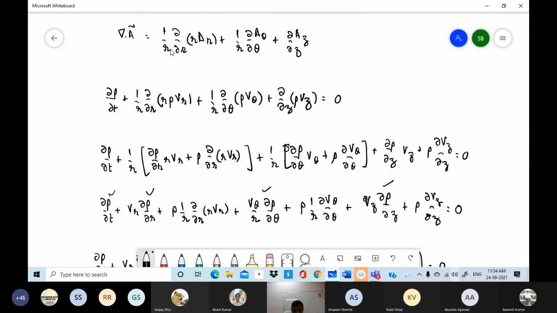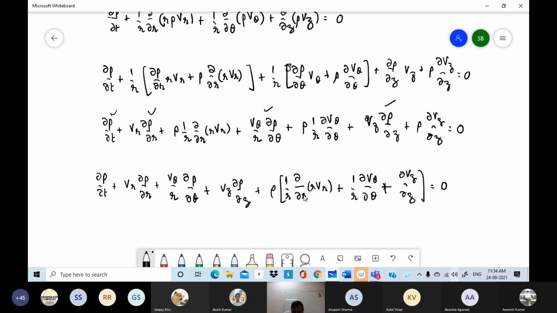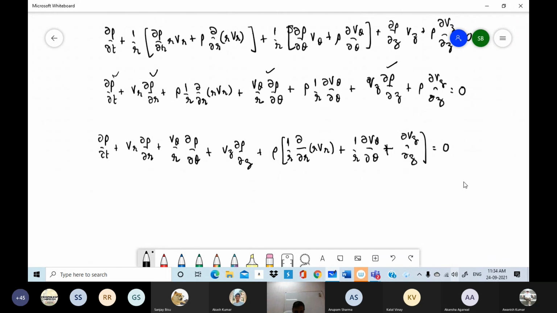Now if you see, del dot A is 1 by r del by del r of r Ar plus 1 by r del A theta by del theta plus del Az by del z. So it is exactly a similar expression with A replaced by V. So then this term is this, obviously. This term must be, and therefore this must represent V dot grad rho.